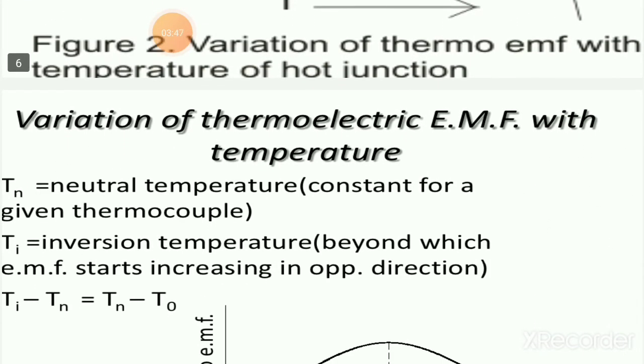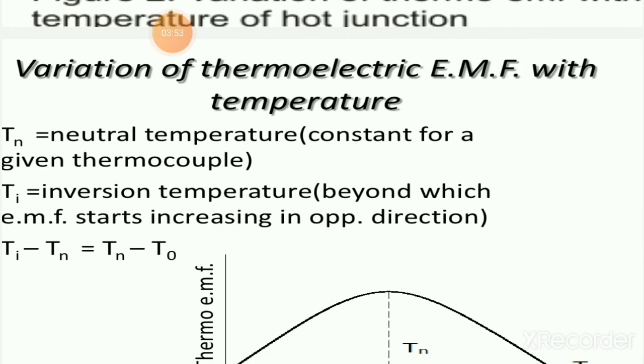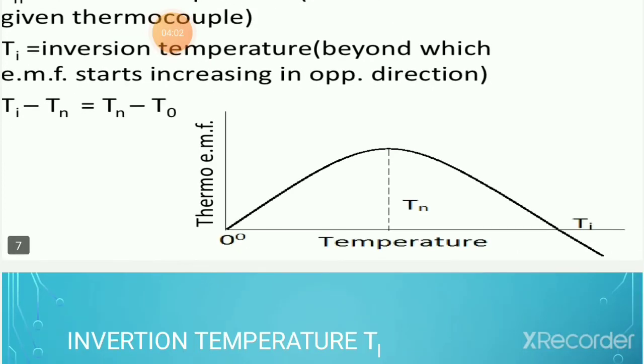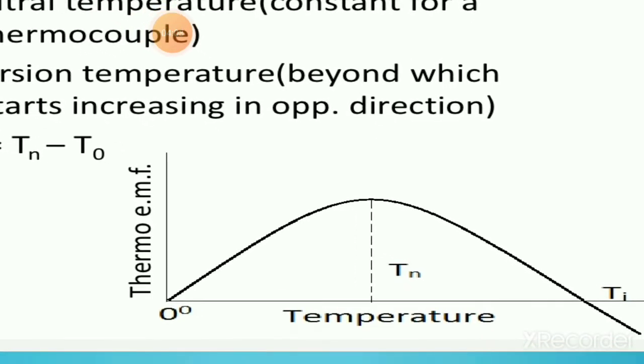So, variation of thermoelectric EMF with temperature. Tn is the neutral temperature, constant for a given thermocouple. Ti is the inversion temperature, beyond which the EMF starts increasing in the opposite direction. So now see here, Tn is the neutral temperature. What is a neutral temperature? It is the temperature at which the thermo EMF is maximum. Ti is the inversion temperature. What is the inversion temperature? It is the temperature of the hot junction at which the thermo EMF curve reverses.